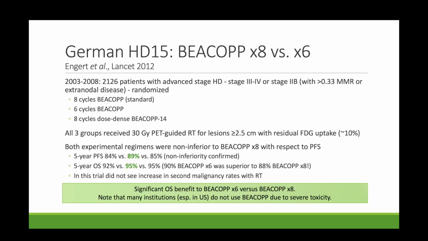The German HD15 trial compared Bayakop times 8 cycles versus Bayakop times 6 cycles versus 8 cycles of dose-dense Bayakop, so given every 2 weeks instead of, I believe, every 3 weeks. And this was for patients with advanced stage, so stage 3 to 4 Hodgkin's disease. And I won't spend too much time on this because we don't really use the Bayakop regimen in the US.